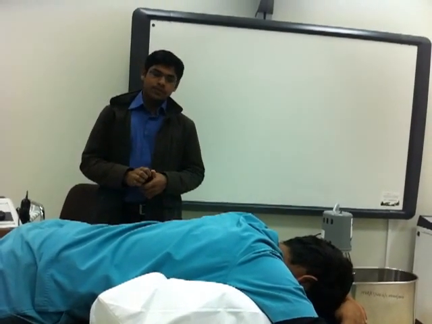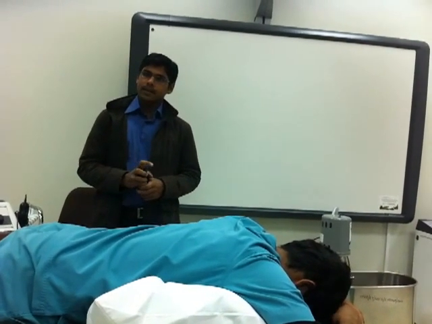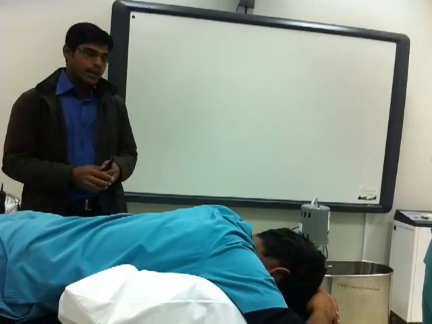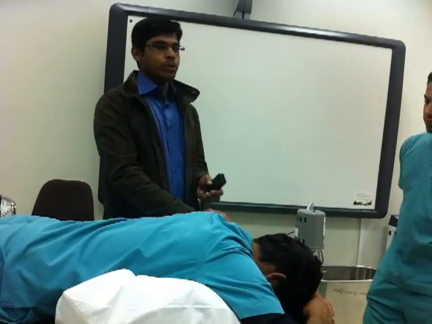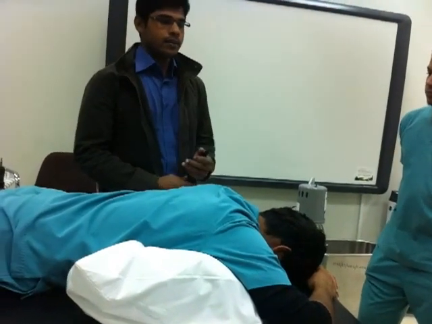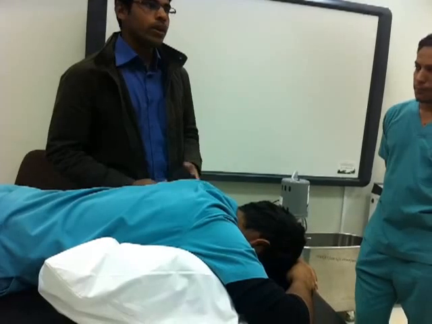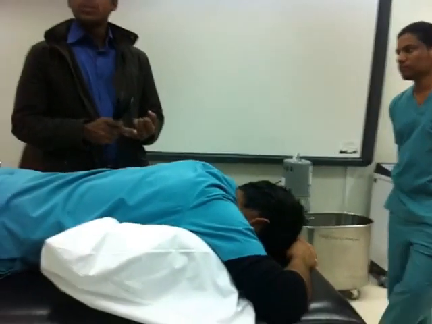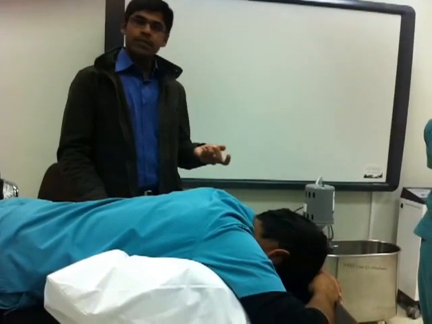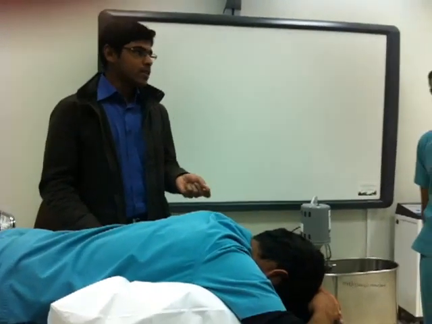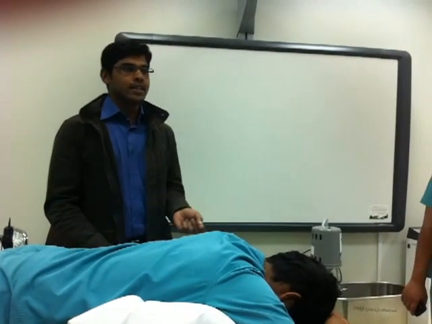And next, I have told you about the back and neck. The next is the upper limb, the shoulder. You can encounter many problems in the shoulder. If there is an injury, for example supraspinatus tendinitis, you have a muscle called supraspinatus. If the tendon inflammation is there, that is called supraspinatus tendinitis.